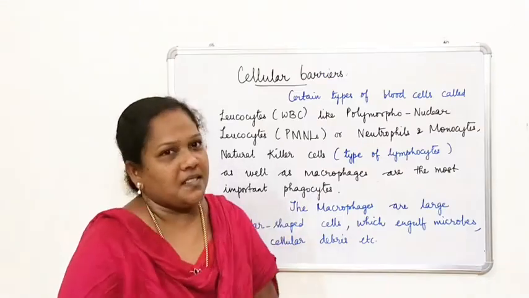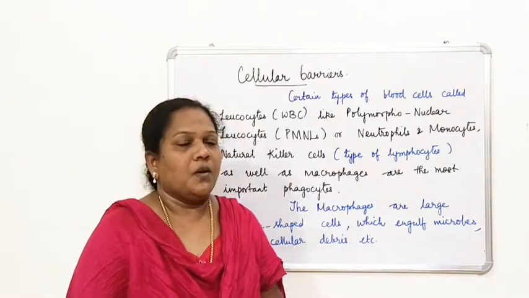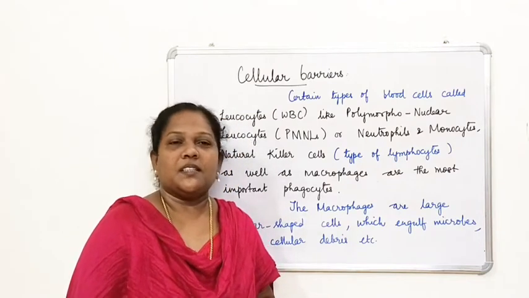The third one is the cellular barriers. You would have heard about WBC. What are WBCs? White blood corpuscles. And what are they also called? Leukocytes. And what are the types of leukocytes?